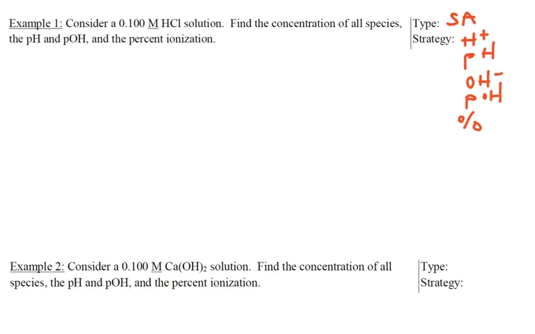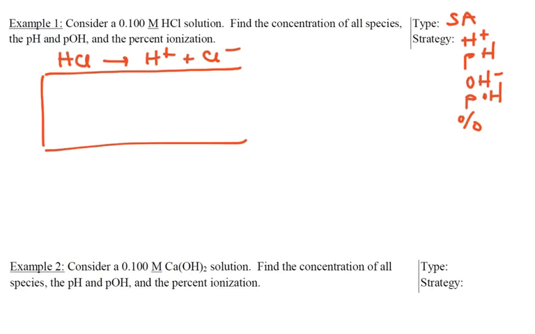If it's a strong acid, that means that the HCl completely breaks up, 100%. That's the definition of strong acids. And we're going to get H plus ions, and we're going to get chloride ions. We use a single arrow because it's only a one-way reaction. We could do an ICE box for this.